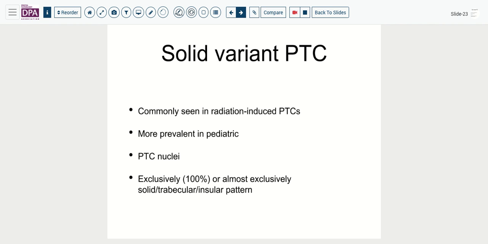So another variant that is seen is the solid variant. And this is important to distinguish from poorly differentiated carcinoma, which we'll discuss later. This is often seen in patients who've had some radiation as an inducing feature, and it may also be more prevalent in pediatric populations. Again, we see papillary thyroid carcinoma nuclei, and we see almost exclusively a solid trabecular or insular type of pattern.